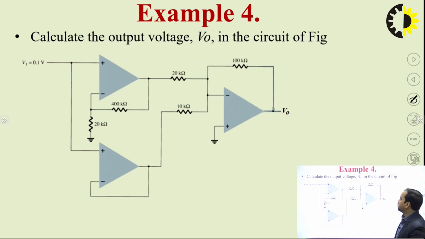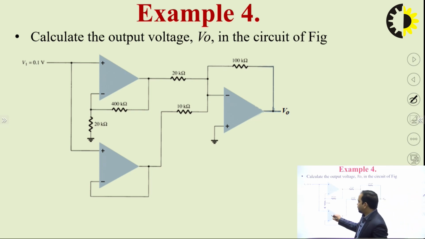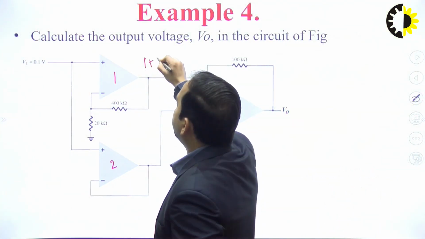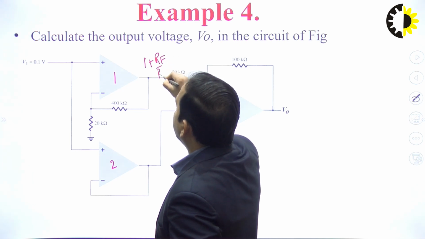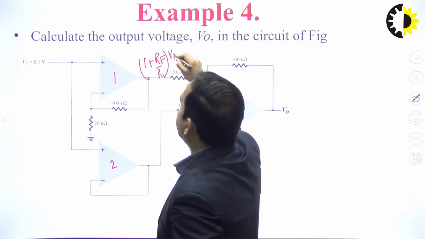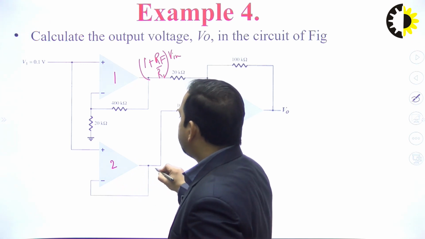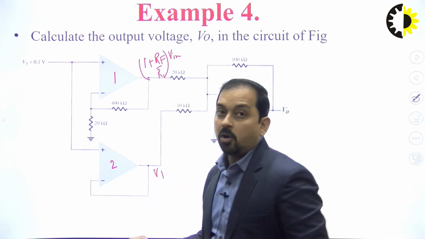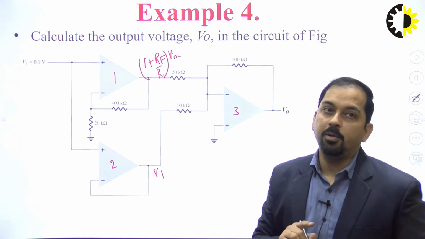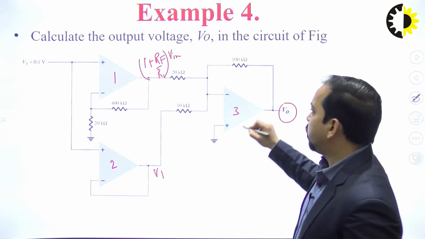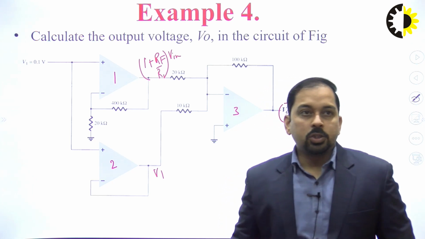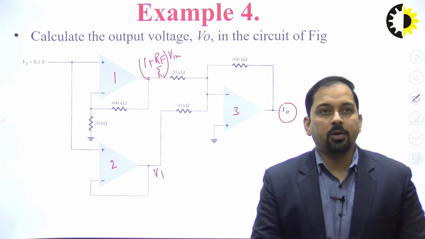And finally we have the last circuit. For this particular huge circuit, how can we calculate? The question is quite easy. It has OPAMP number 1, OPAMP number 2 and OPAMP number 3. OPAMP number 1 is a non-inverting amplifier and the gain of this non-inverting amplifier is 1 plus RF by R1, so the output is 1 plus RF by R1 multiplied by Vin. Here the output is the same as Vin, V1, because it's a unity gain amplifier. And finally the third OPAMP is a summing amplifier. In this way we can achieve the output of this particular circuit.